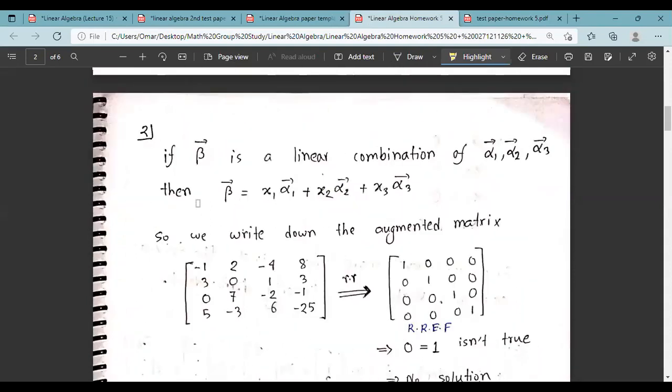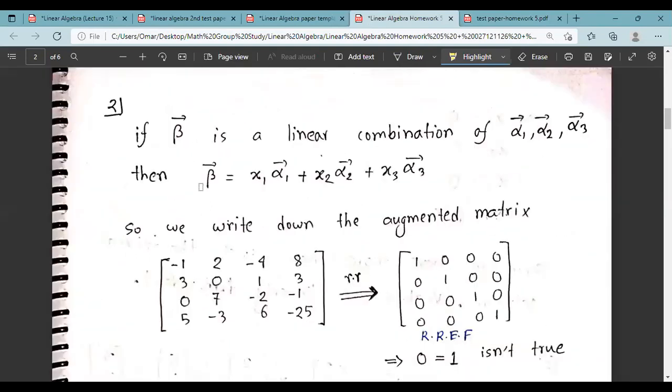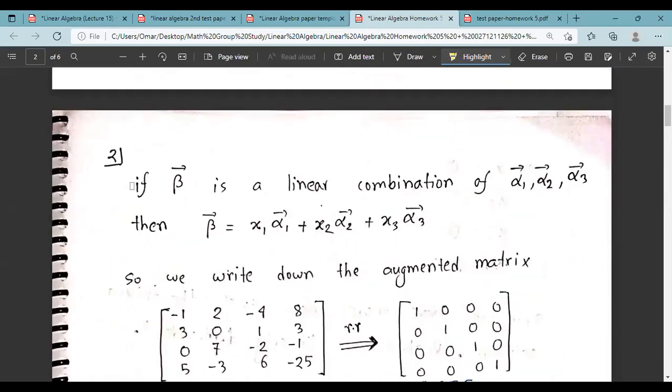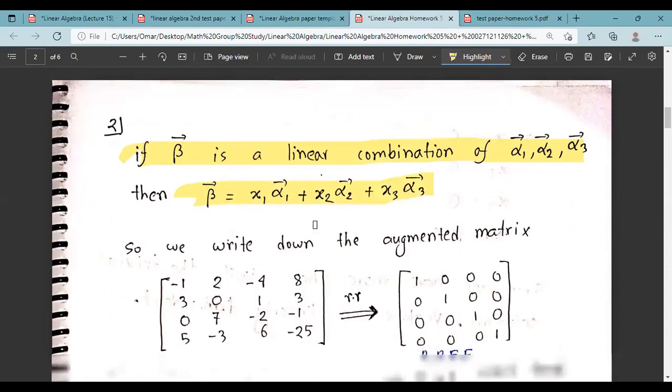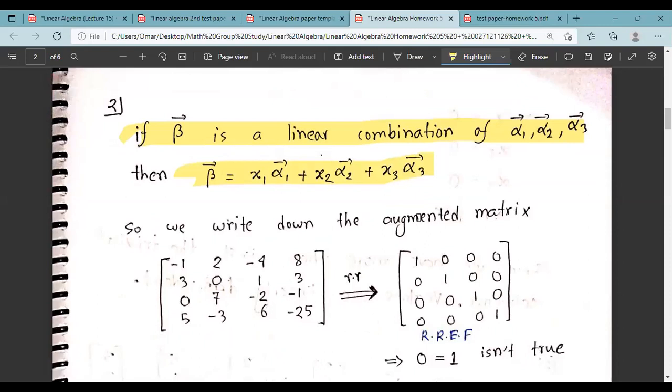So if you see here in this example, if beta is a linear combination of alpha 1, alpha 2, alpha 3, then we can write it this way: beta is equal to x1 alpha 1 plus x2 alpha 2 plus x3 alpha 3, okay?